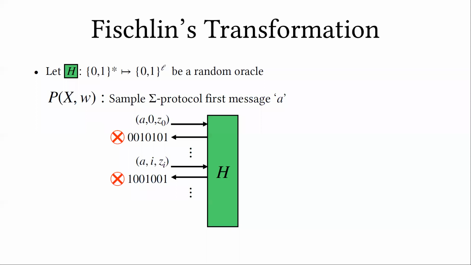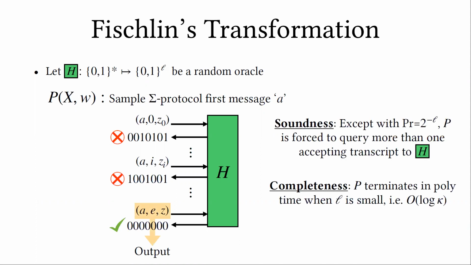The prover in its head keeps incrementing the challenges and correspondingly answering them, feeding them to the random oracle and checking if it's the all zero string. And basically the prover keeps going until it finds an AEZ transcript that does hash to the all zero string. And once such a transcript is found, this is the output. So soundness comes from the fact that except with probability 1 over the size of the hash function, the prover must try more than one accepting transcript. And so with more than one accepting transcript, we're able to extract.